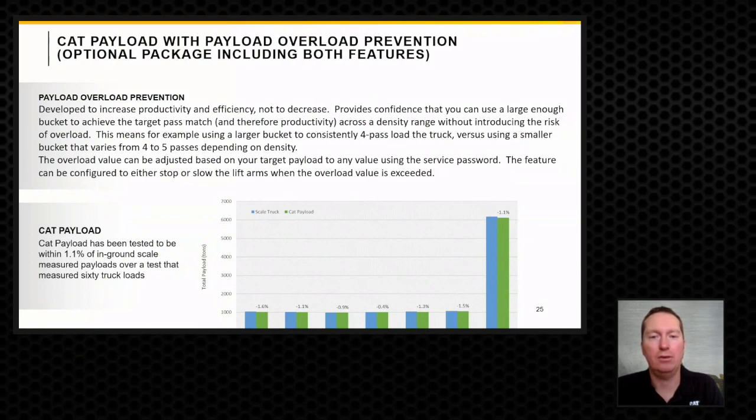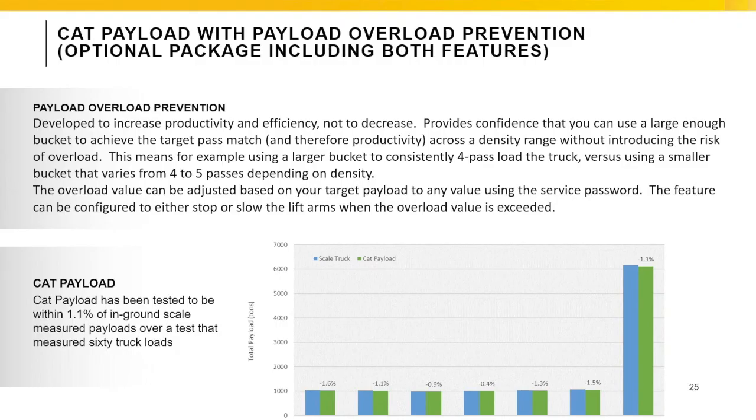And so now you can have a situation where you can have varying density and, for example, be consistently four-passing a truck by using a little bit larger of a bucket, rather than having to drop down to 5 pass when you go into the lower density, and all without introducing the risk of overloading the machine.